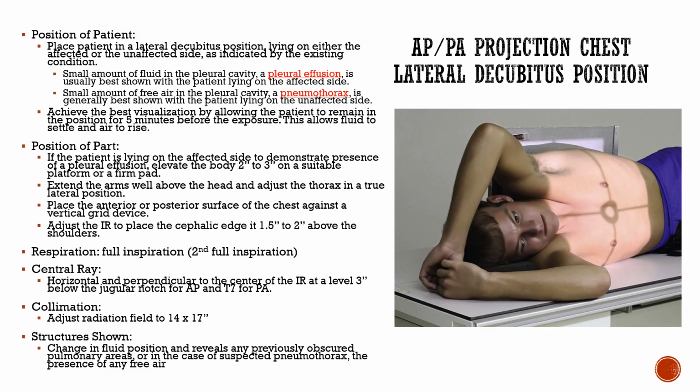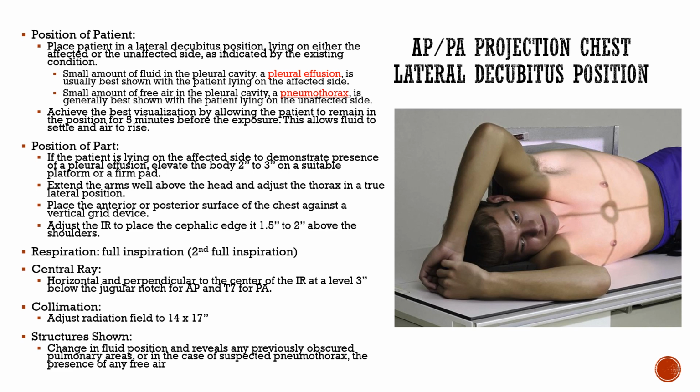Now, an option you have if a patient is unable, unfortunately, to stand up, or if you're looking specifically for pleural effusion and pneumothorax, something along those lines, you could do a lateral decubitus position, which is an AP or PA projection of the chest. So you're looking at having the patient lying on the affected or unaffected side, as shown by the existing condition. If they have a pleural effusion, you're going to show this with the patient lying on the affected side. And if they have a pneumothorax, we're going to have them lying on the unaffected side.